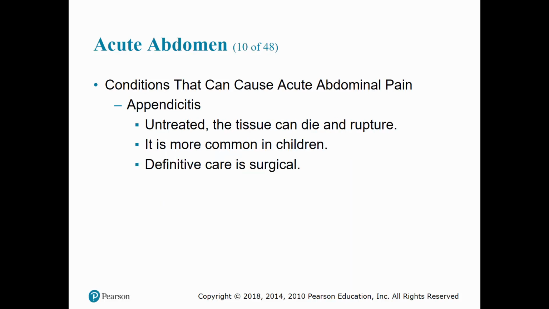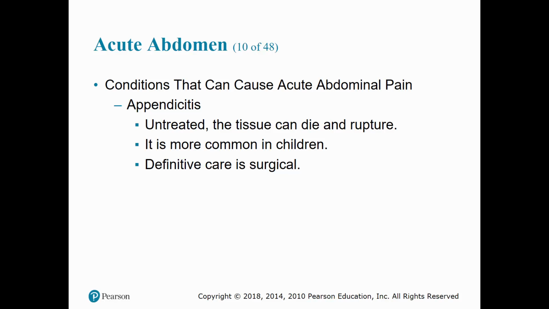Alright, appendicitis is the inflammation of the appendix that commonly causes an acute abdomen. Appendicitis is usually caused by a blockage in the intestines and results in inflammation and irritation. If it's not treated, the inflammation eventually causes the tissue to die and rupture. So definitive care is going to be surgery for this. You see it a lot in kids and young adults. So our treatment for this is going to be to get them to definitive care so they can perform surgical intervention.